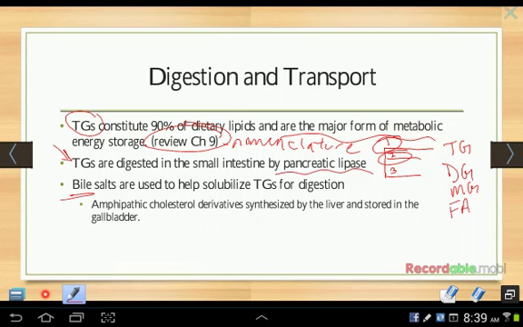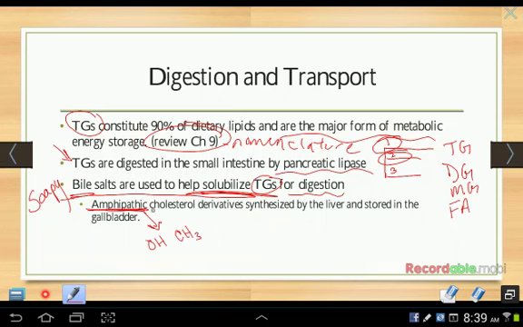Bile salts. Now remember, triglycerides are fats, so they are mostly hydrophobic, so they are insoluble in water solutions. So bile salts are used to help solubilize triglycerides, so they're sort of soapy materials, in order to increase the digestion as well as the absorption of fats into the bloodstream. Bile salts are amphipathic, remember, so they're both hydrophilic and hydrophobic.